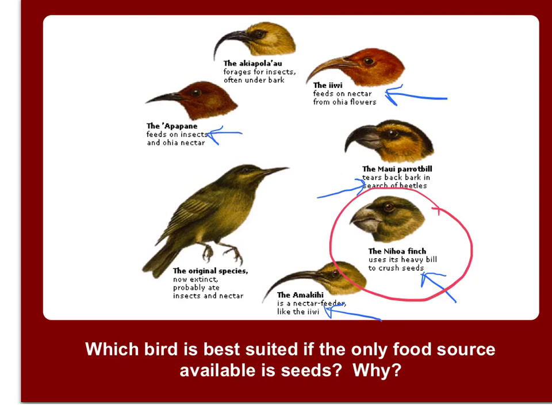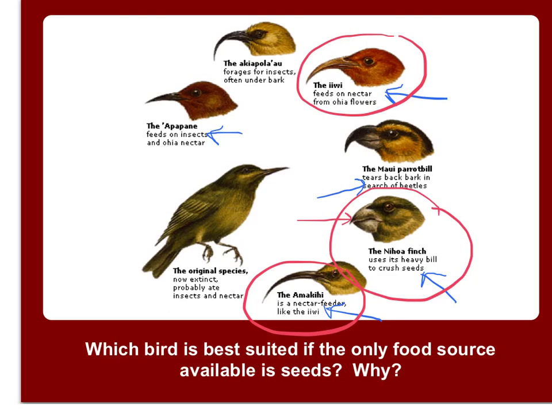You can see that certainly this finch's beak is big. It looks like it's relatively strong. It can be used to crush things and to smash things. Certainly that beak is not good at getting nectar inside a flower, like the iwi finch or the amakihi finch, which are long and pointed and can be inserted into a flower to extract the nectar. The Nahoa finch is not well suited for nectar, but it is really well suited for seeds.